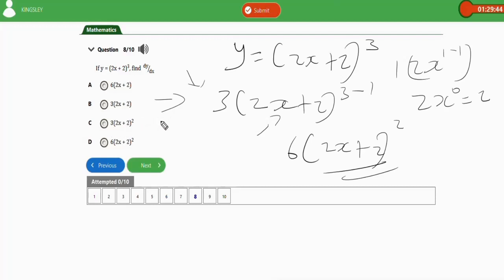So this is basically how you can deal with problems involving differentiation for your JAMB Maths. These are repeated questions we practiced with. Hope you learned something interesting from the video.